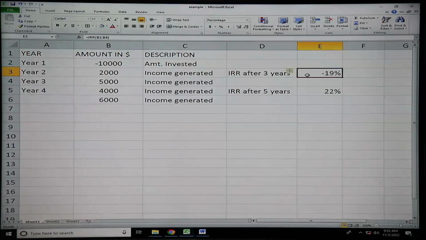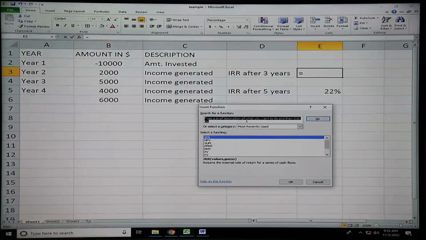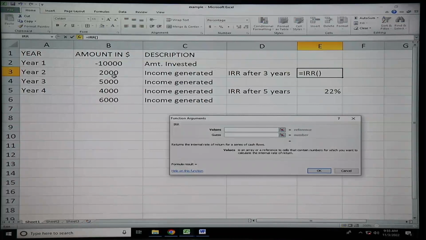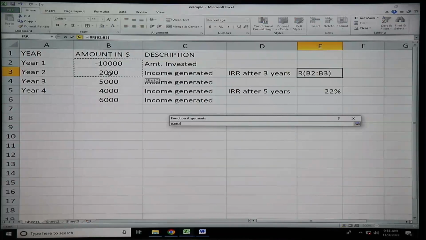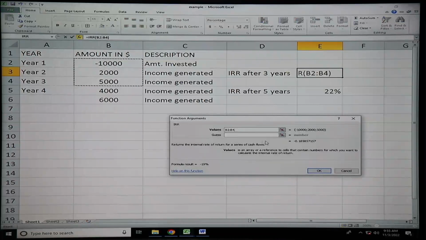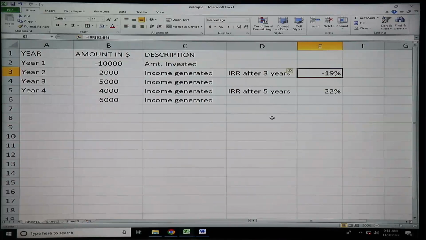So just to repeat this, to get this, just insert the function, internal rate of return, then you select the range of values, you move up to the 3rd year. And this will give you the internal rate of return of the 3rd year. So I think that one is clear.